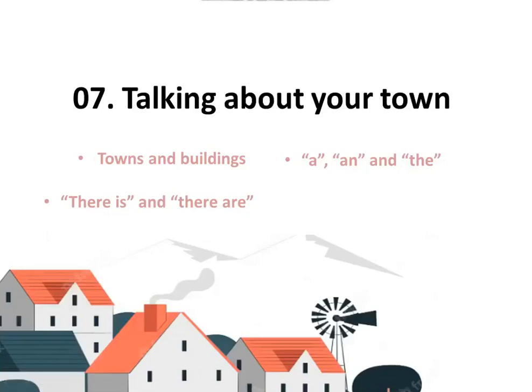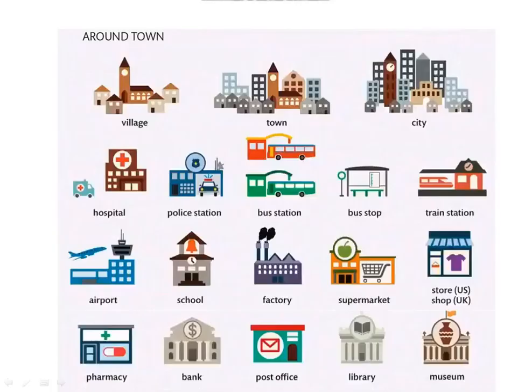And today we will talk about your town. We will see many towns and buildings, many place names in English. We will see also a, in, and the articles, which we use before nouns, any nouns. There is and also there are, two phrases we use to describe your town. Let's start. So here we have places around town.